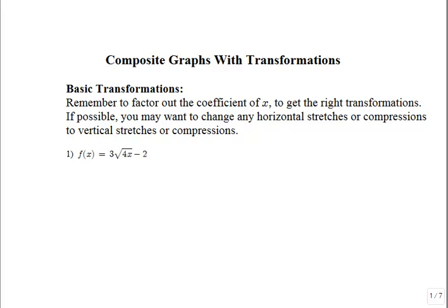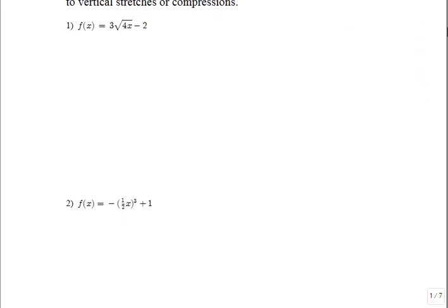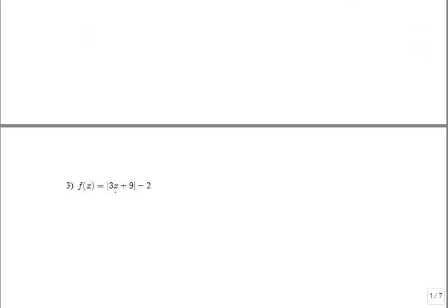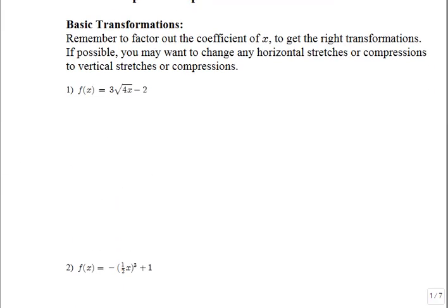So first thing I want to remind you of is that when you're looking at a function, for example this number 1 right here, the first thing you want to do is always remember to factor out any coefficient that you have in front of x. In this case, there isn't any other terms next to that x, so this 4 is considered factored out. But when you look at something, for example, like number 3 down here, you would want to factor out this 3 from the x and from the 9 both before you figure out what your different transformations are. So always look for that at the very beginning.